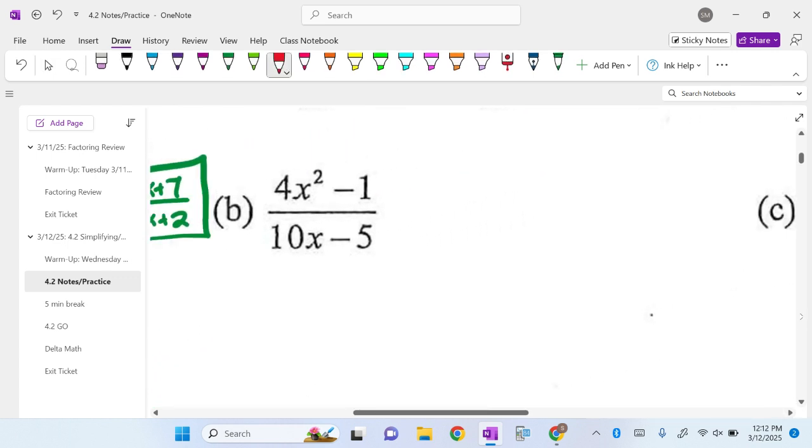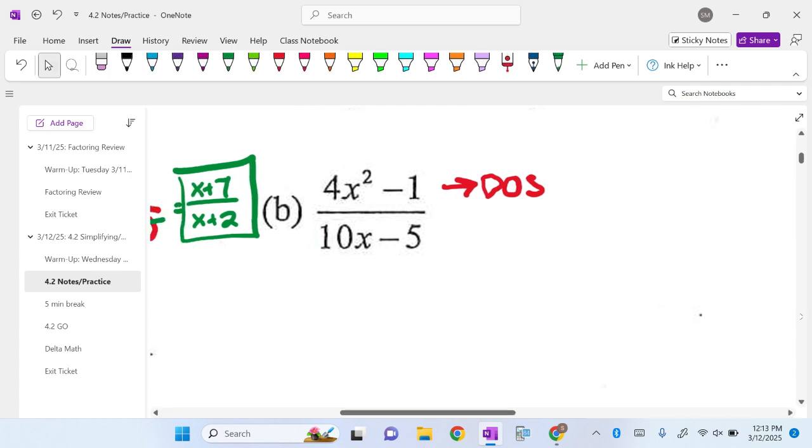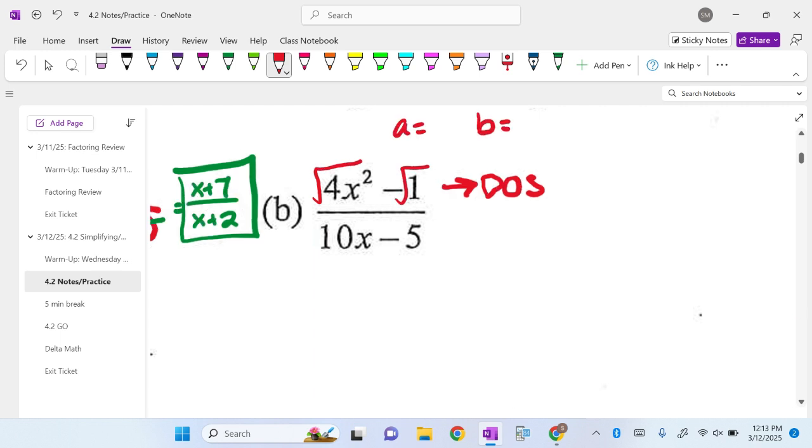I said the top part can be factored as a difference of squares. So how do I factor a difference of squares? I do what first? Maddie? Right, we take the square root of both terms to get our a value and b value. What's the square root of 4x squared? 2x. Good. Square root of 4 is 2. Square root of x squared is x. That's how you go about that. What's the square root of 1?